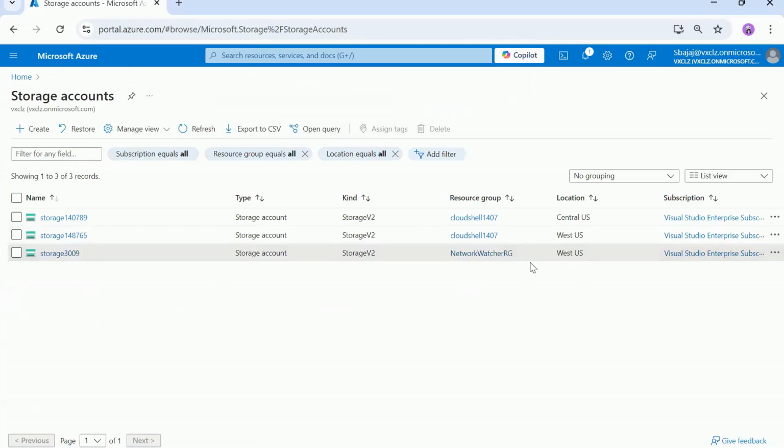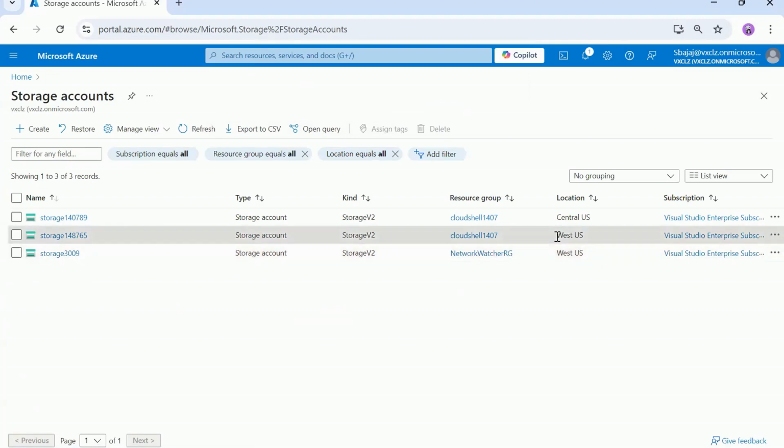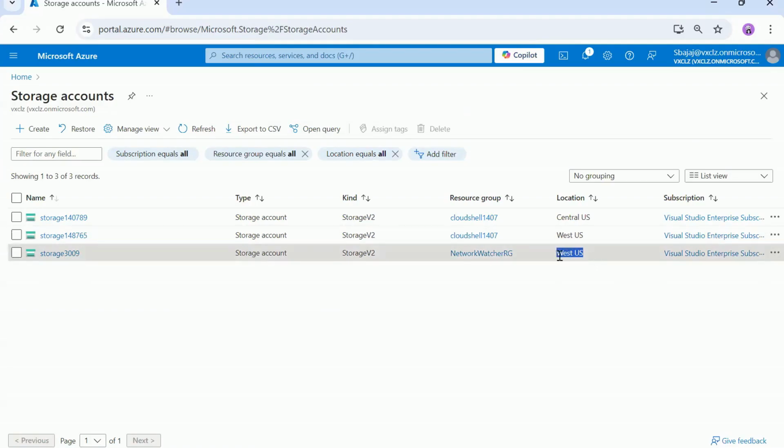What this tells us is no matter which resource group your storage accounts are created in, whether they are in the same resource group as your Azure SQL Server or in a different resource group, it doesn't really matter. The only thing that matters here is they need to be in the same region as the Azure SQL Server. That is the first part that you have to take into consideration while answering this question.